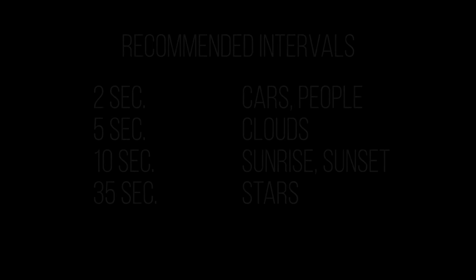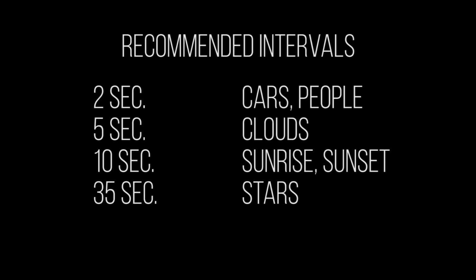It can be difficult to know what interval to pick based on your scene. So here are some good presets that we've found in our time-lapse shooting. 2-second intervals are good for things like cars or people moving. 5-second intervals are great for clouds or things that are a little bit slower moving. 10 seconds is what I usually use for sunrise or sunset time lapses.